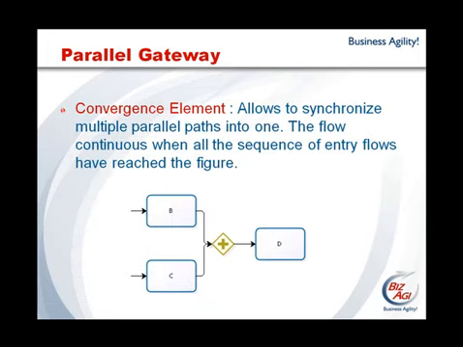The parallel gateway, used as an element of convergence, allows you to join many routes that are executed in parallel into just one.